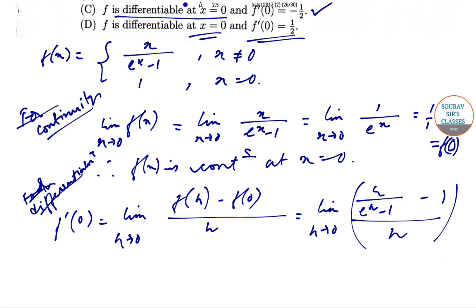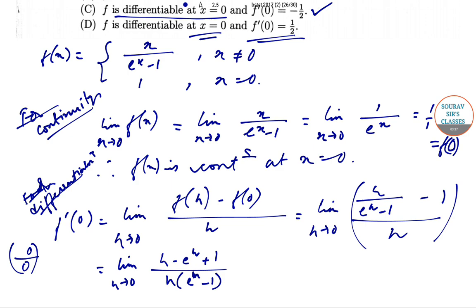So this will be equal to the limit as h tends to 0 of h minus e to the power h plus 1, by h into e to the power h minus 1. Okay, this is what we have found out. Now if we put h equal to 0 here, this will give us 0 minus 1 plus 1, basically 0 in the numerator, and in the denominator also 0 into 1 minus 1, that will be equal to 0. So it is a 0 by 0 format. So basically now we need to apply the L'Hospital rule.